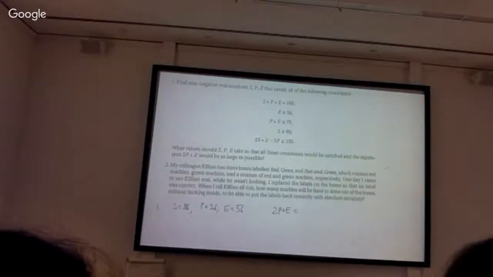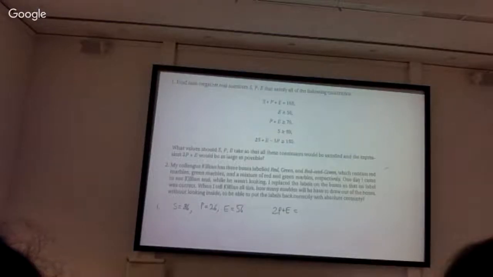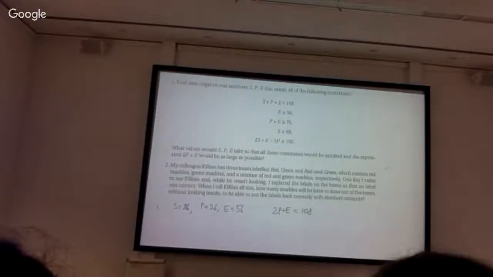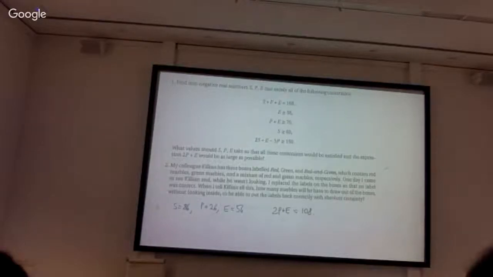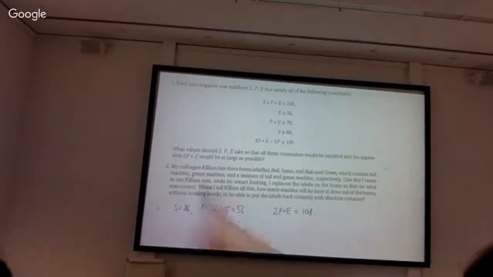It's 108. Okay, has anybody got a better solution than 108? Because remember, here it says we were trying to make the expression 2p plus e as large as possible. So we have numbers. I trust you that they satisfy all those constraints, which I'm not checking, but is it also making 2p plus e as large as possible?